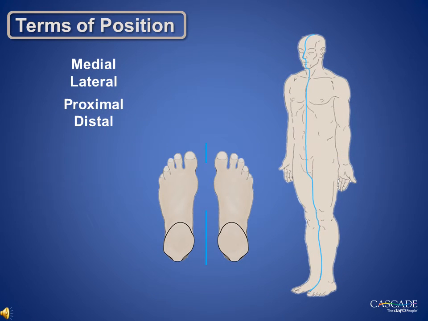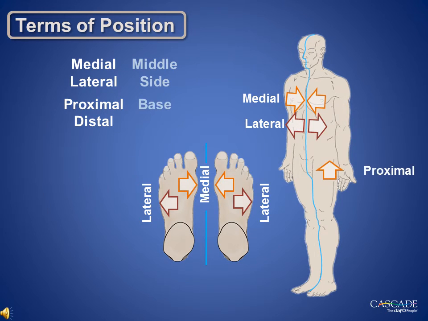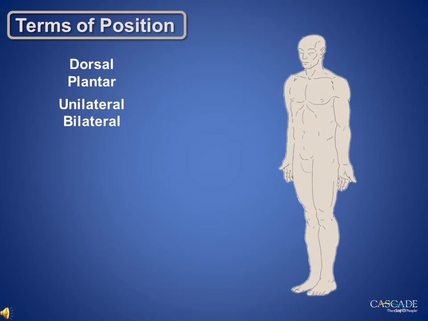Let's review these 4 terms. Medial is towards the midline or middle. Lateral is away from the midline or toward the side. Proximal is toward the attachment point or base of a limb. And distal is away from the attachment point of a limb or toward the tip. The third group of terms includes dorsal, plantar, unilateral, and bilateral.